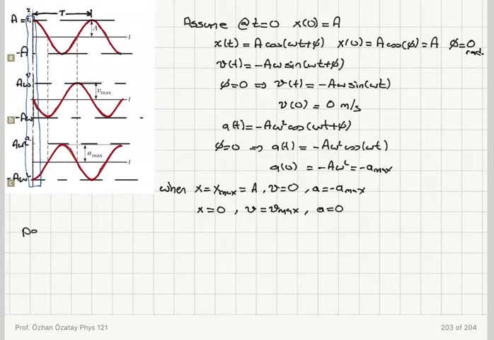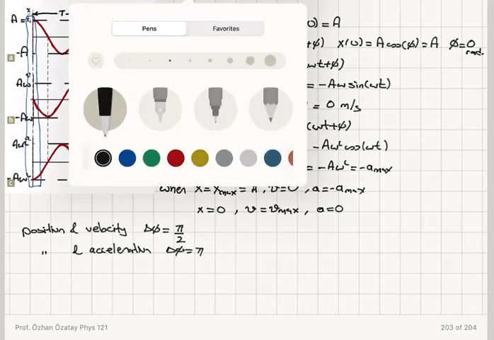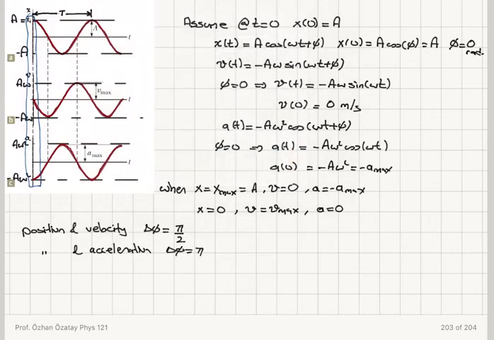So what we find is that there is a phase difference between position and velocity, and position and acceleration, also between velocity and acceleration. So for position and velocity, the phase difference is pi over 2, and for position and acceleration, the phase difference is pi.